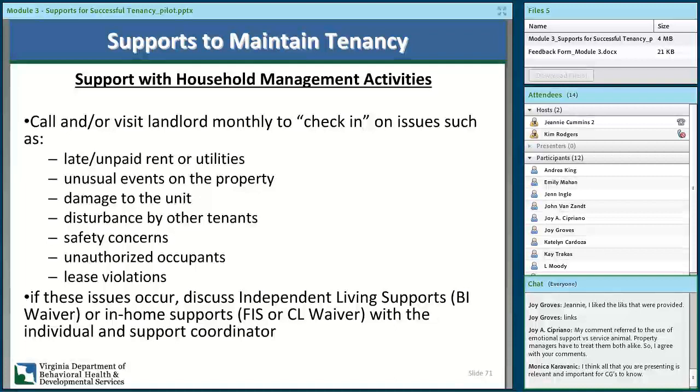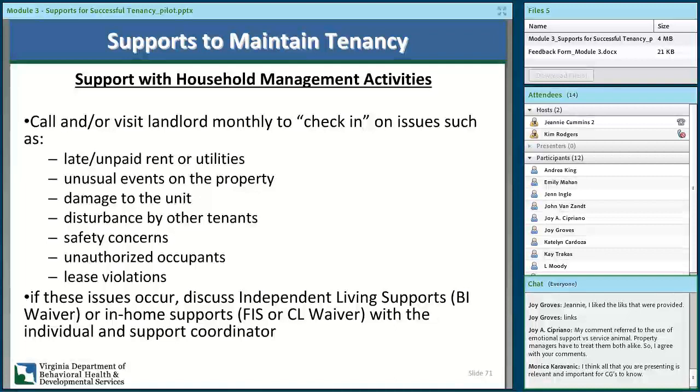If the landlord identifies any of these issues, the community housing guide can follow up with the individual to discern what caused the issue and take appropriate action, including re-examining the budget and system for paying rent and utilities, developing a plan to remedy lease violations, resolving conflicts with neighbors, reporting repairs or safety issues to the landlord, and linking the individual to other services or resources as appropriate.